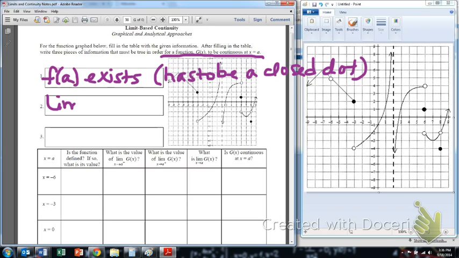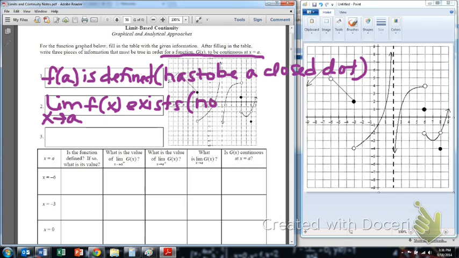I said that the wrong way. It's not really that big of a deal, but f of a has to be defined. And the limit as x approaches a has to exist. So that means that there can't be breaks or asymptotes.